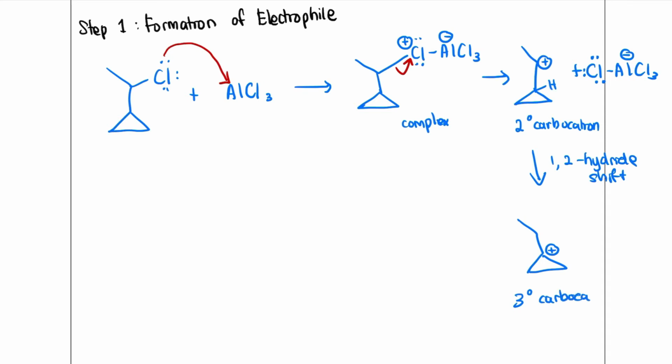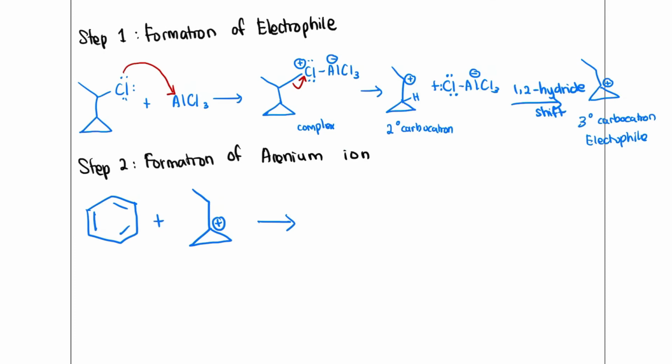Okay, and since our drawing is in skeletal form, you can show the hydrogen here or you don't have to show it, it's okay, we understand. Okay, so this is my tertiary carbocation, which is our electrophile. Okay, so this is only step 1. We have formed the electrophile, that means we will go to step 2.